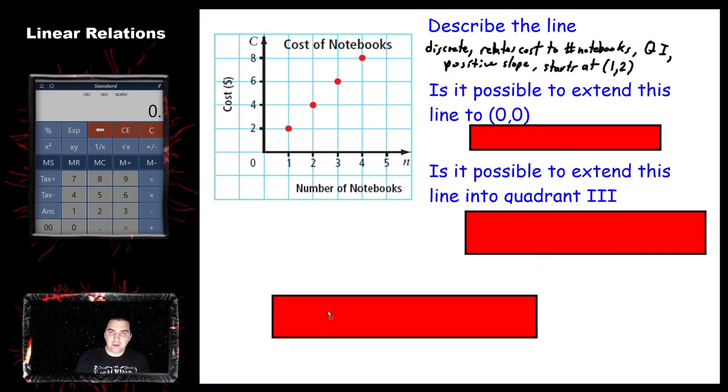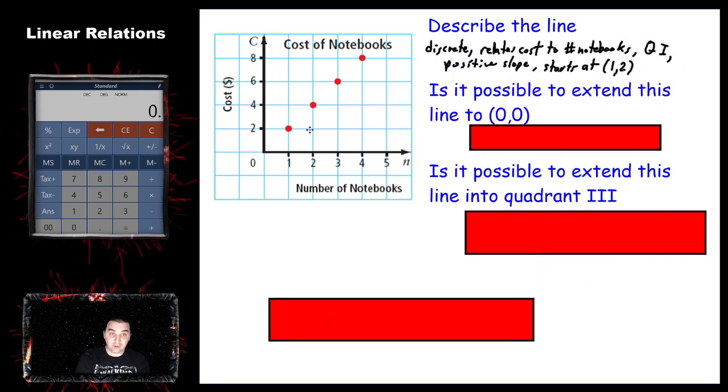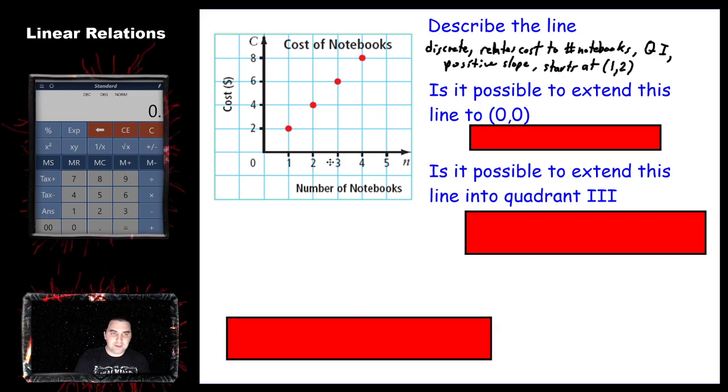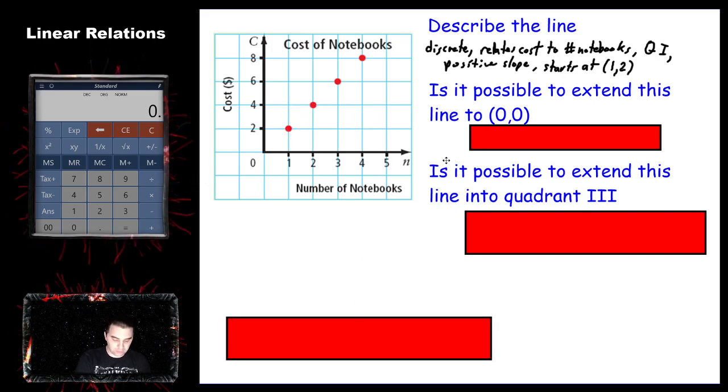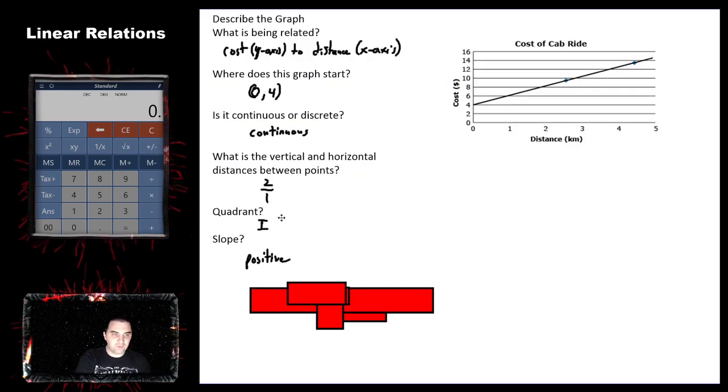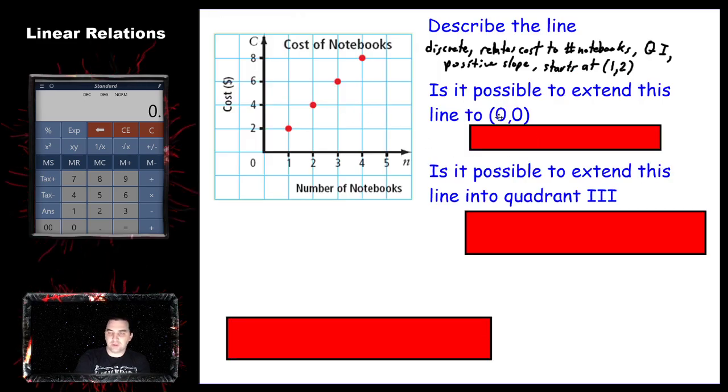What else can we say? We can say that it's all in quadrant 1. We could say it's a positive slope. I've already said quite a bit here. What else? We've done the step. I think we're good. Did I miss anything? Vertical, quadrant, slope. Nope, we got everything.